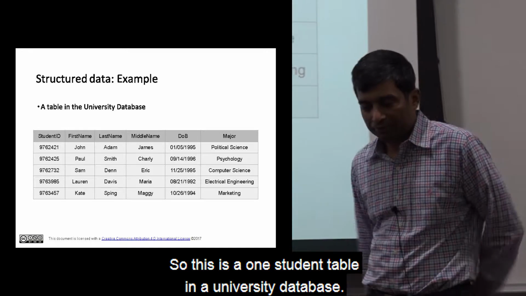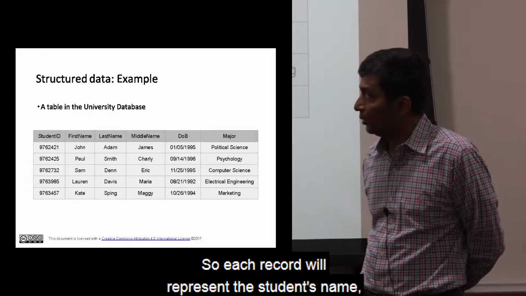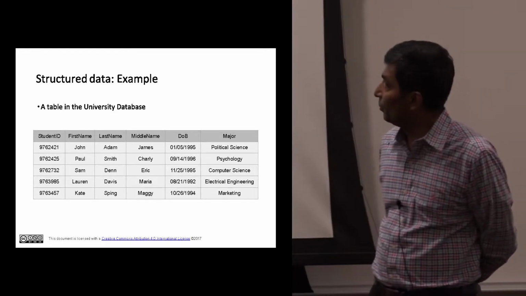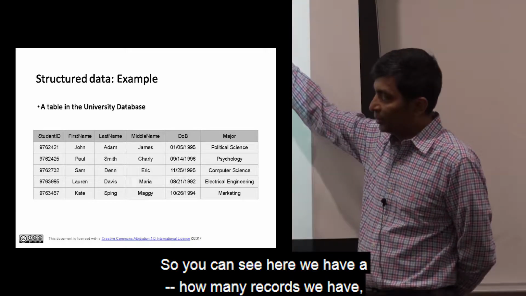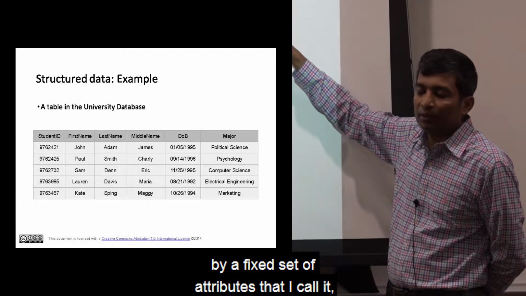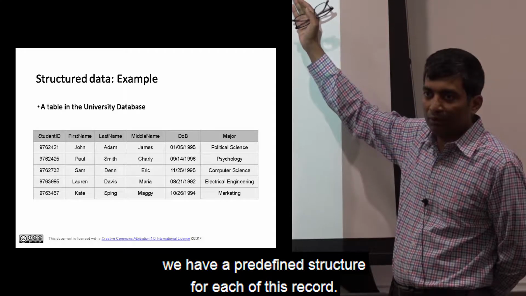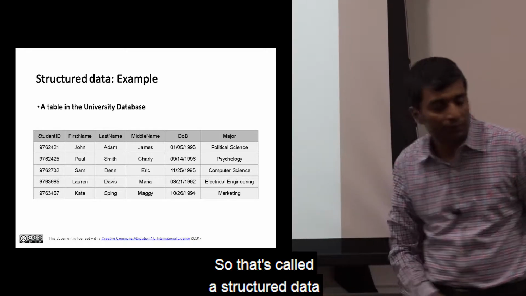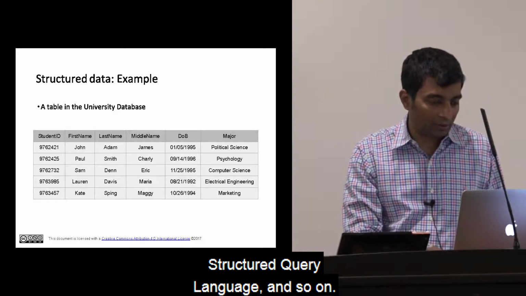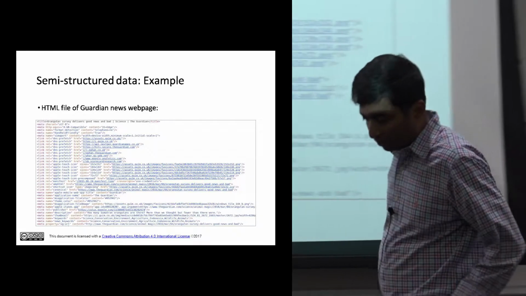So this is a student table in a university database. Each record represents the student's name, the date of birth, and the major. You can see we have a total of five records, and each record is described by a fixed set of attributes. That is, we have a predefined structure for each of these records. So that's called structured data, and structured data is easy to process by using SQL, structured query language, and so on. Again, please feel free to ask me a question at any time.